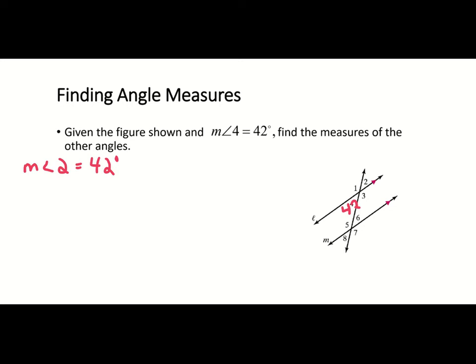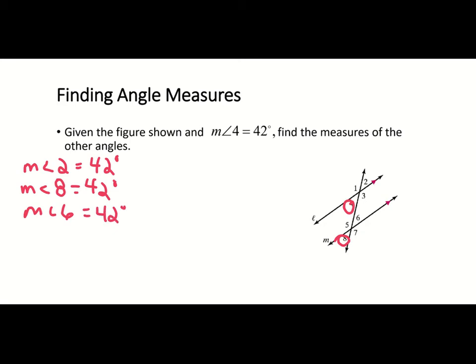And then, now that we know our theorems, we can also look at corresponding angles. So 4, I'm going to erase the 42 so we can see it. I know that 4 is in the lower left-hand corner, and so is 8. So that means that the measure of angle 8, because they're corresponding angles, would also be 42 degrees. 8 is vertical to 6, so that means that the measure of angle 6 is 42 degrees.